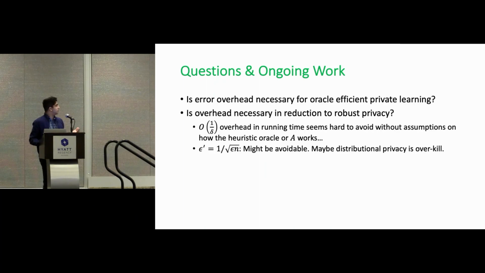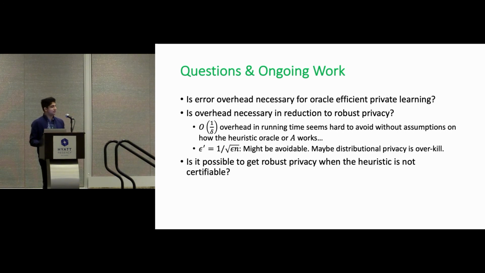And so lastly, I'll close with open questions. The first is the overhead necessary for private learning: can we remove this square root of D factor in the RSPM algorithm? Can we get a better reduction? The order 1 over delta running time seems very hard to avoid because of the need to prove that the total variation distance is less than delta. But maybe we can get a better dependence on epsilon and n. Maybe this distributional privacy and concentration inequality argument is overkill. And is it possible to get anything when the heuristic is not certifiable?